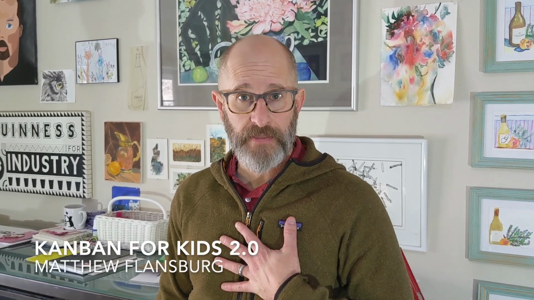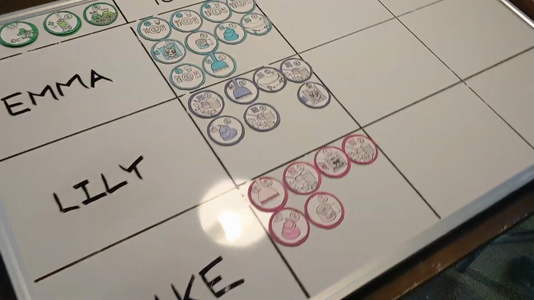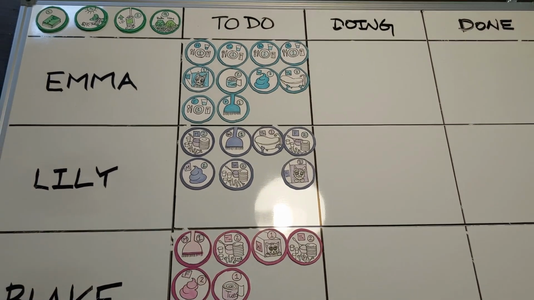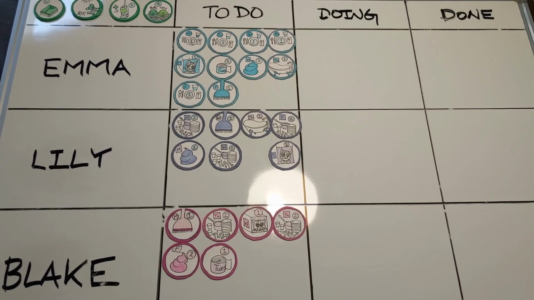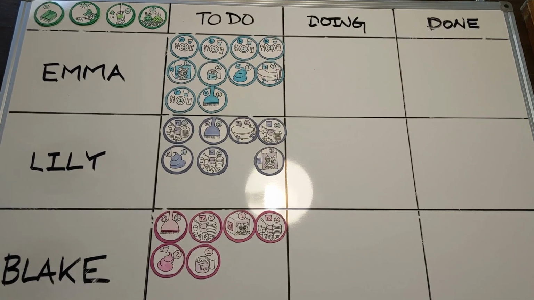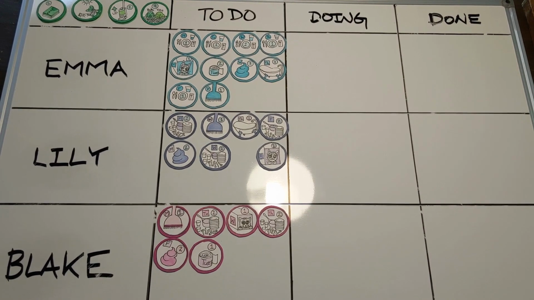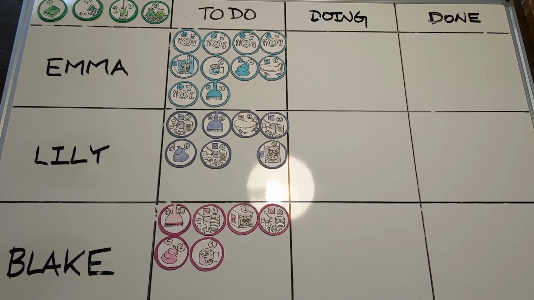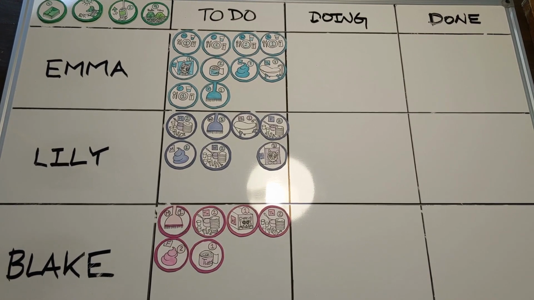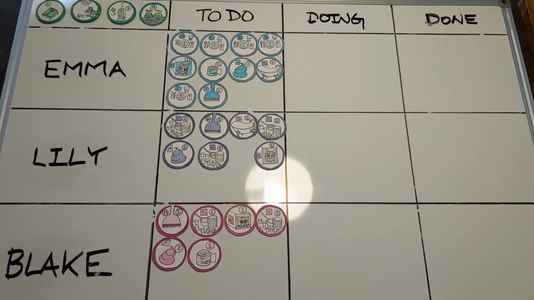I'm your host, Matthew Flansburg, and today I'm going to demonstrate how modern project management techniques can be translated into useful tools inside your household. Kanban for Kids is a simple methodology of organizing jobs or work to be done in a consistent manner, delivering value iteratively over time, resembling a CI/CD approach towards improvement and maintenance.